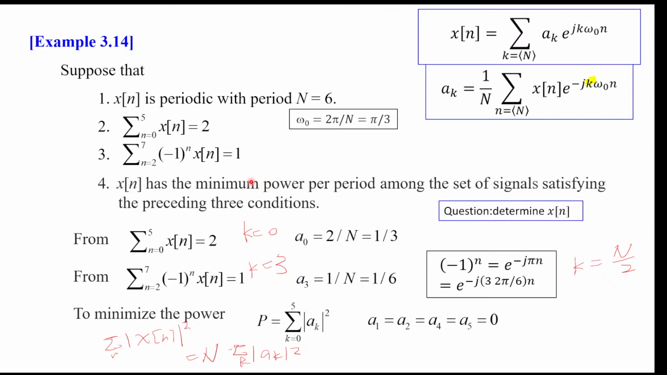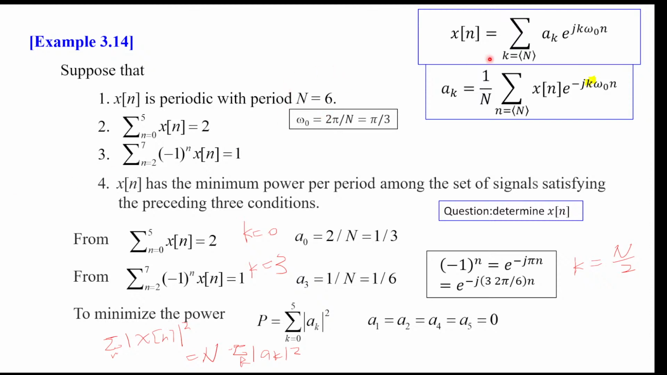Anyway, the problem looks like this. You are given a whole bunch of conditions and asked to determine either xn or ak. This is very similar. But we're going to determine ak first because, as you will see, those conditions will be highly related to ak. So first, we say that xn is periodic with period big N equal to 6.